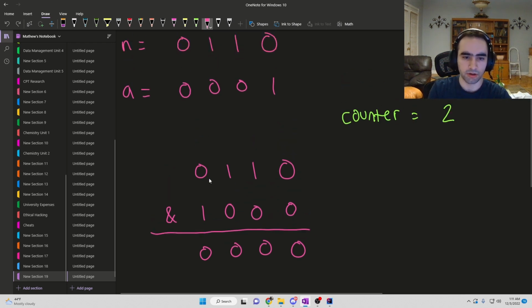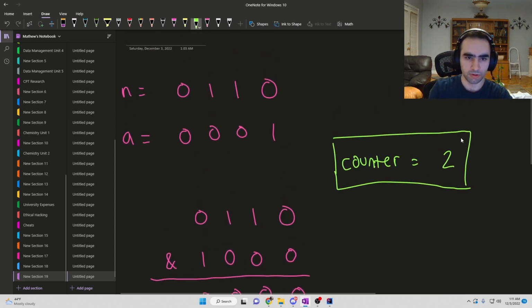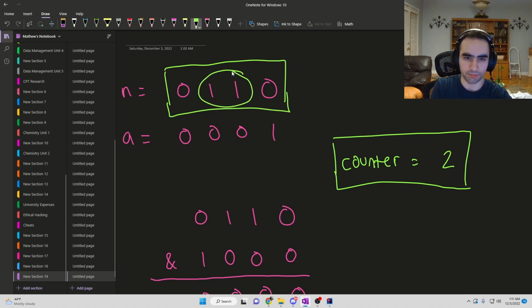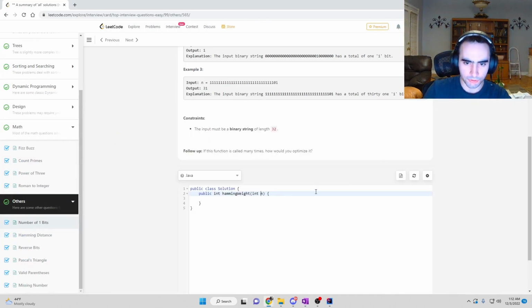And at this point, our 1 has been shifted all the way to the left, which means that we can actually break out of our loop and return our counter, which is 2 right here. And the 2 represents that there are 2 1s inside of this input, right? There's 2 1s right here, 1 and 2. That's what this counter represents. And that's our algorithm. So let's go ahead and implement this.